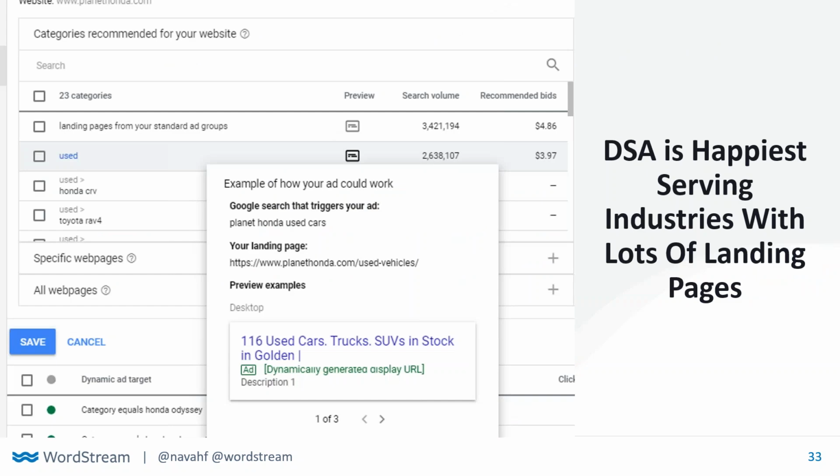So in deciding whether DSA is for you, DSA does best in industries with lots of landing pages. So think auto, think real estate, think travel, think national brands that have a local presence. So again, with DSA, you will be able to craft the descriptions, not the headlines. So as you're picking your targets, I definitely do encourage you to preview the types of creative Google would create off of the target that you're going to choose to make sure that it will actually meet the brief you intend to set.